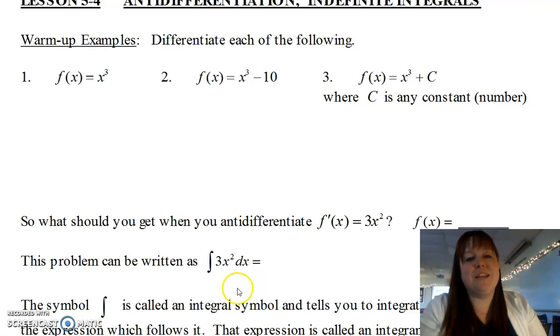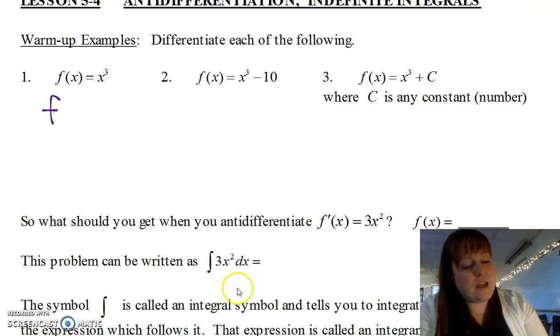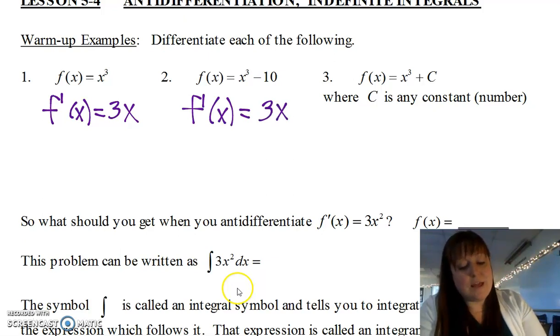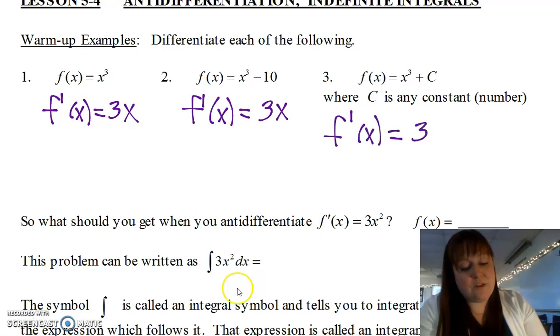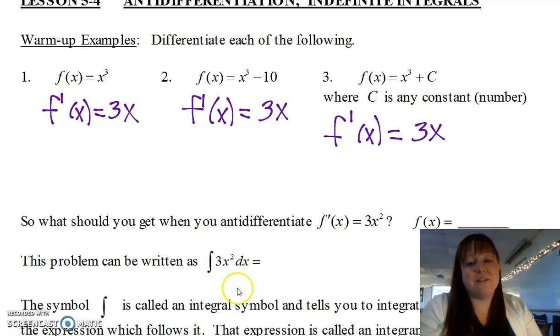All right, we're going to differentiate each of the following. So if that's f, then f prime is 3x squared. If f is x cubed minus 10, f prime is 3x squared. If the function is x cubed plus c, where c is any constant number, the derivative is 3x squared, right? Because the derivative of a constant is 0, so we wouldn't have it. So what would I get when I anti-differentiate 3x squared?